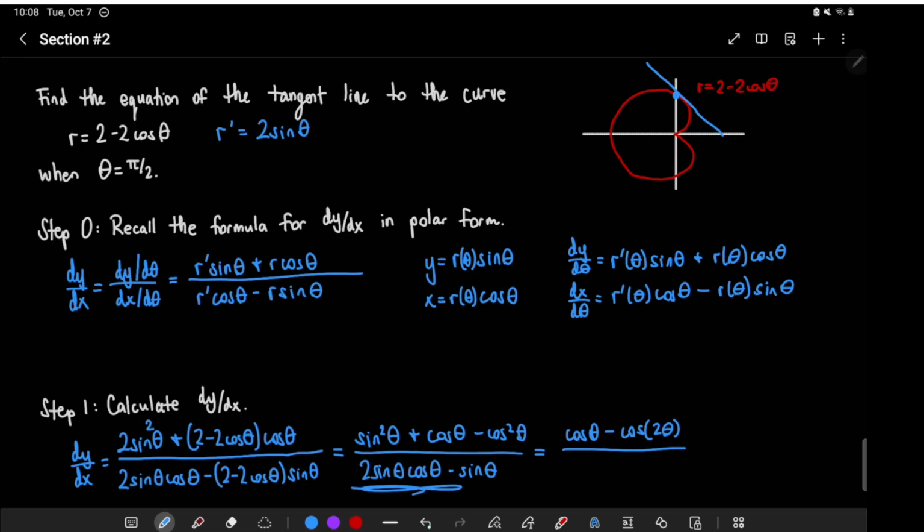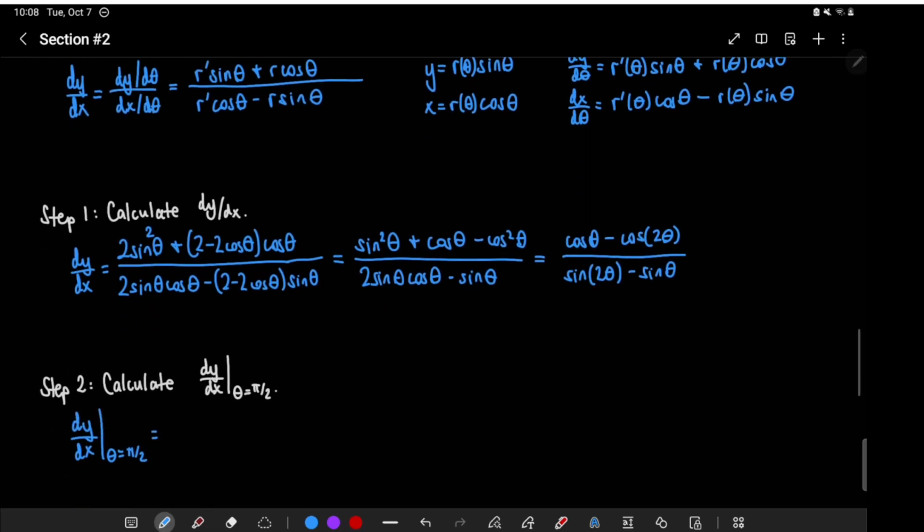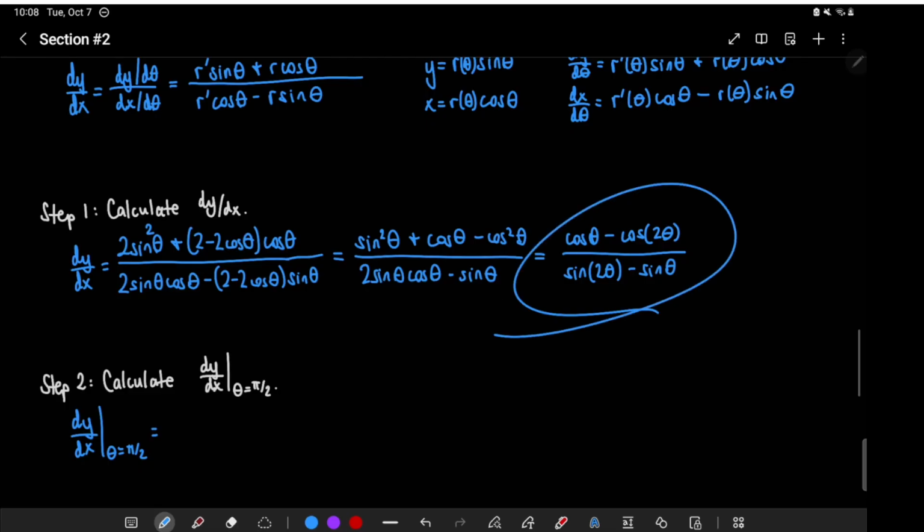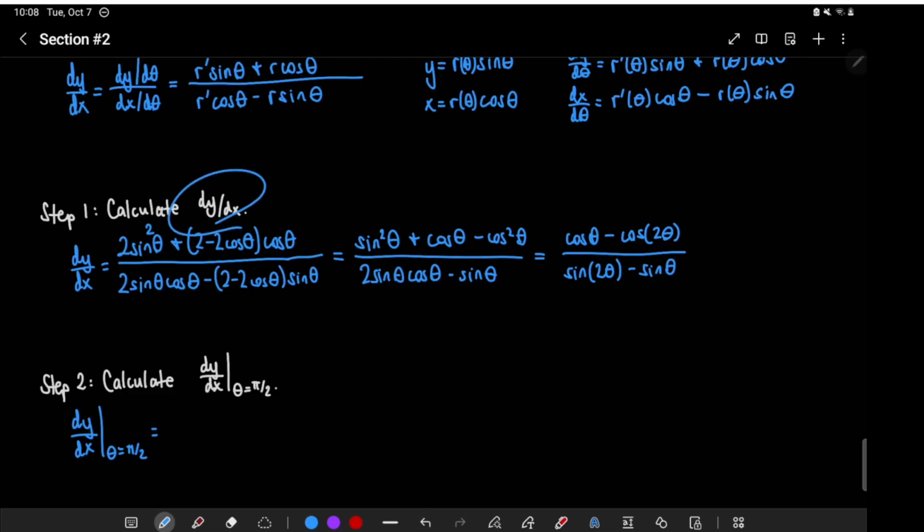2 sine cosine, that's sine of 2 theta. And then still minus sine of theta. Okay, that's as far as I want to simplify. Really, this is the general derivative for any point theta. We know we want the derivative at theta equals pi over 2, so I'll just plug in pi over 2.